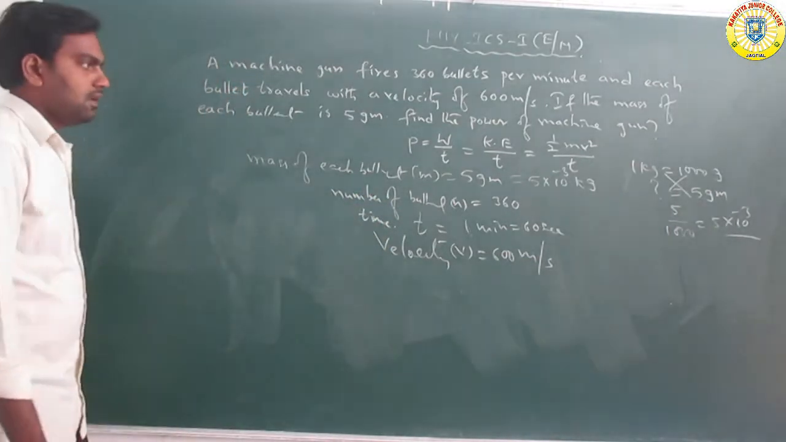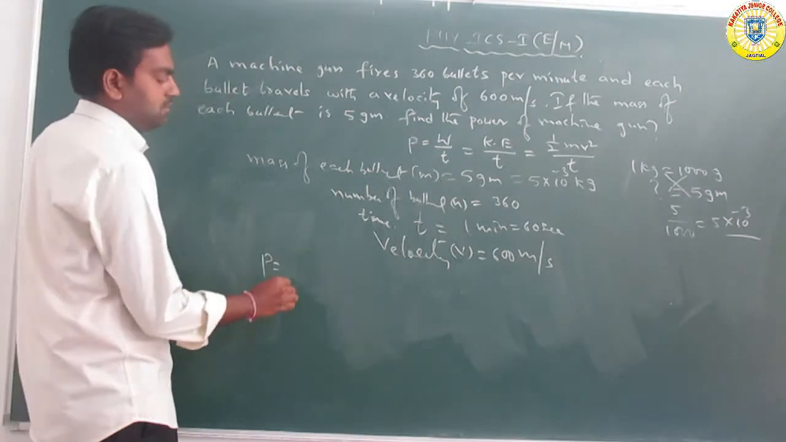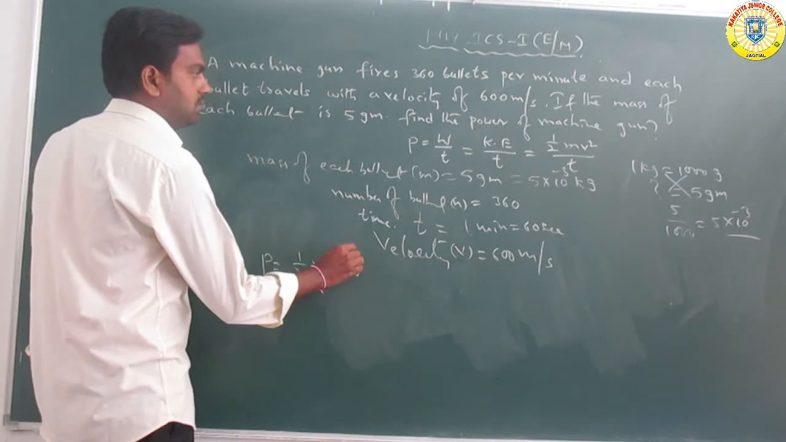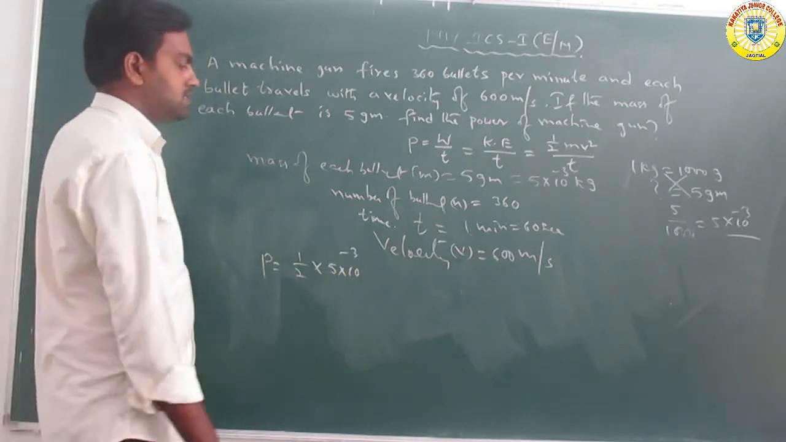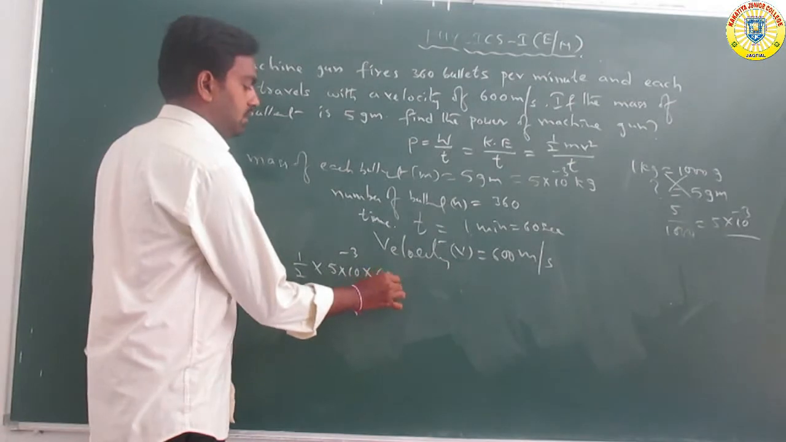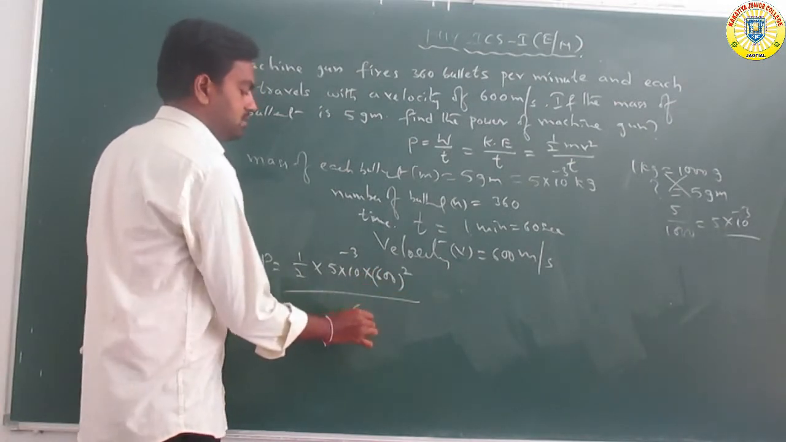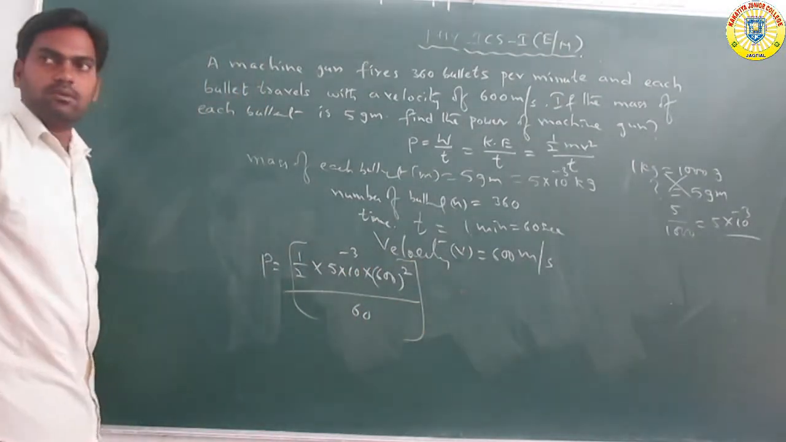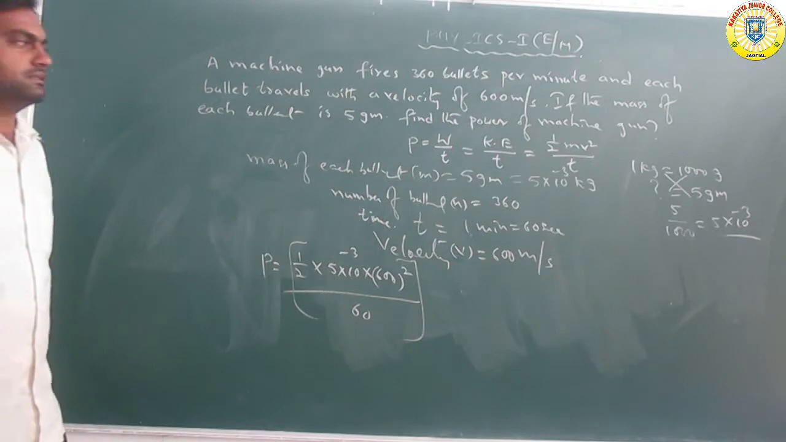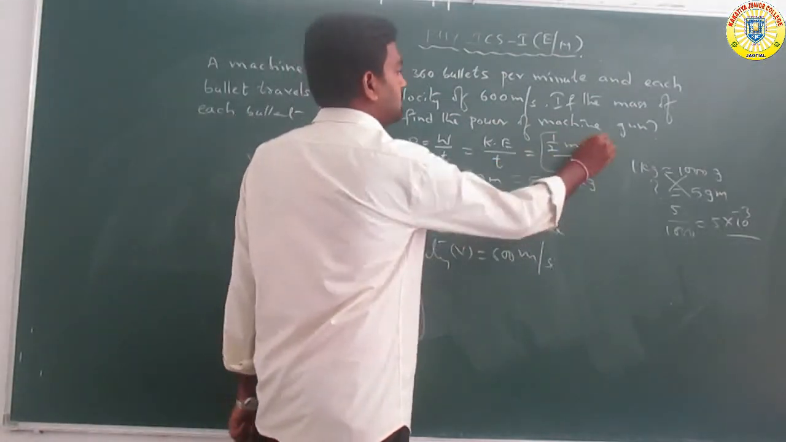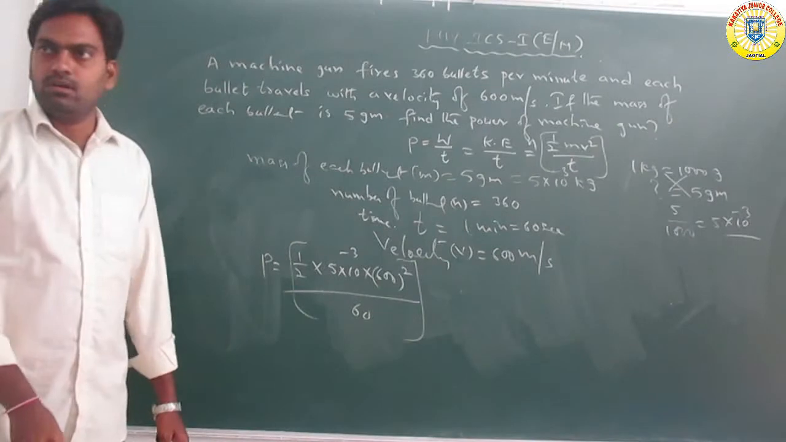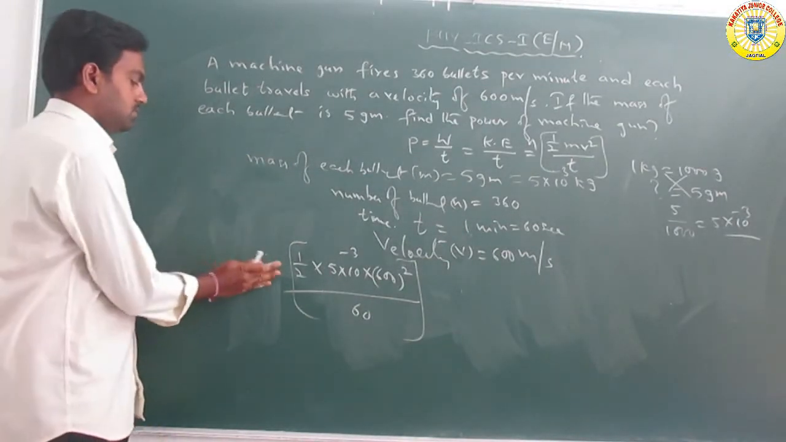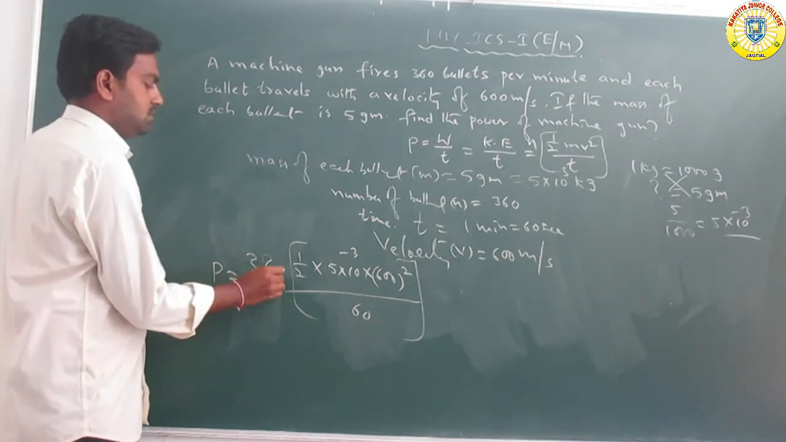Now substituting, P is equal to half of m v square by t. M means 5 into 10 to the power of minus 3, and v square means 600 whole square by 60. But this is given for only one bullet, so we multiply by the number of bullets, which is 360. So the power P is equal to 360 into that.